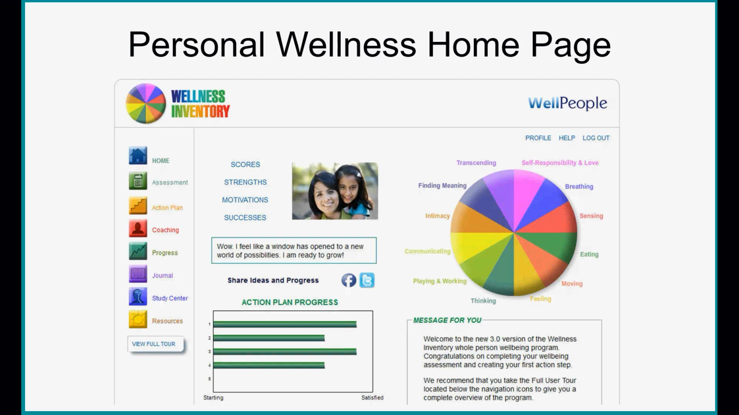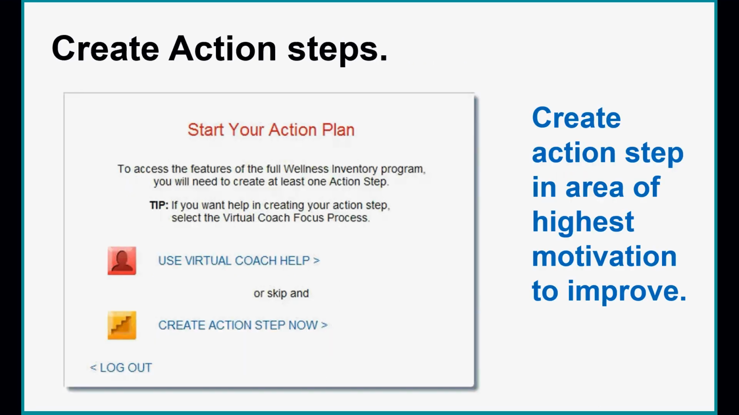Once you've completed and received the scores, the individual goes to the home page, so they can see their home page for the first time, and they're prompted to personalize it with a personalized photo and quote. Then they can dive right in, and usually the first thing someone does is start to create an action step. You have two choices. If you know exactly what you want to do, you can just click on Create Action Step Now.